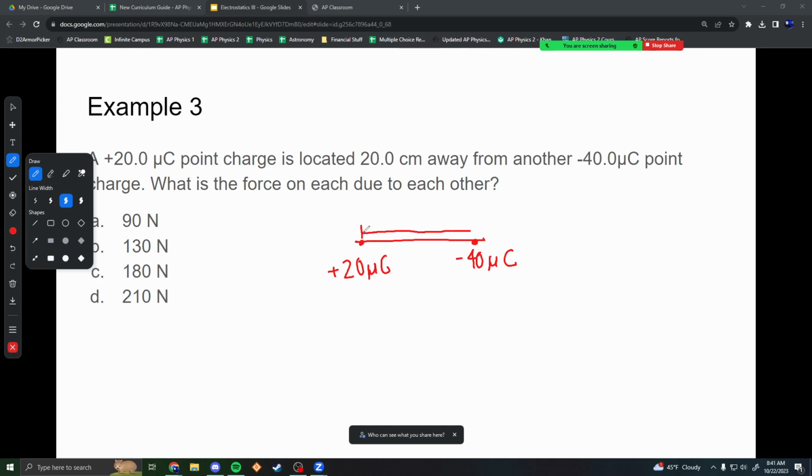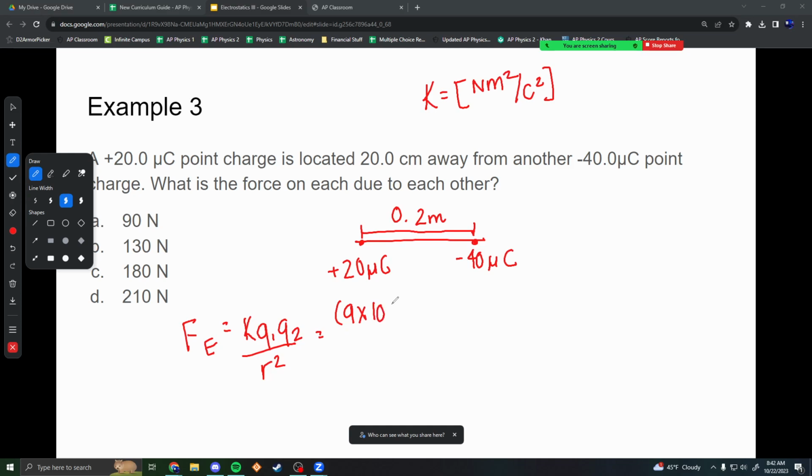and the distance between them is 0.2 meters, and that's important because remember k has units of newton meters squared per coulomb squared. So everything has to be in meters and everything has to be in coulombs, and I'll change these two charges shortly here. But I'm just looking for the force, so this is a pretty straightforward question, such that Fe is equal to kq1q2 over r squared. So this is 9 billion newton meters squared per coulomb squared.